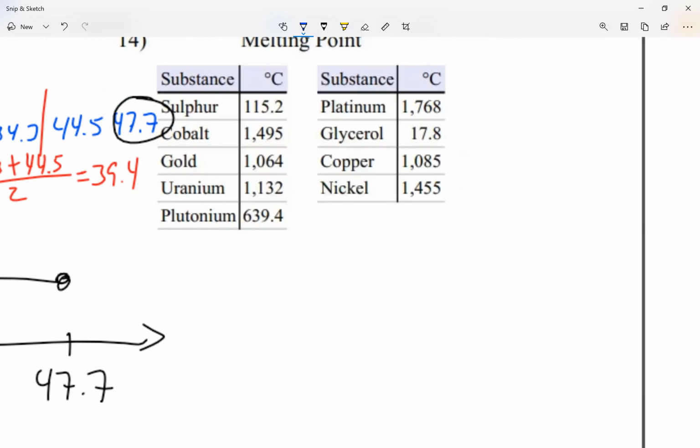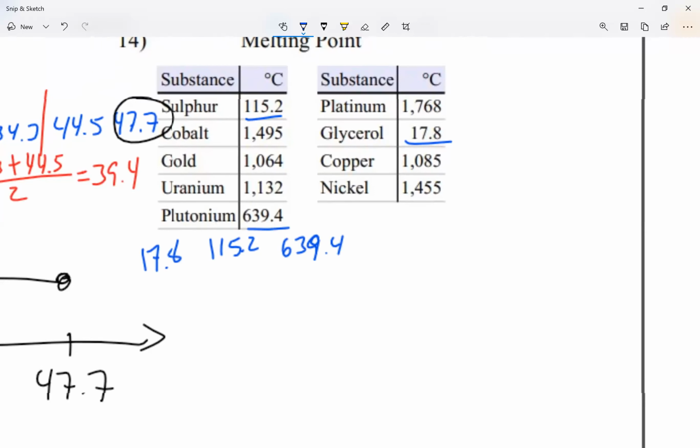Let me start by getting my numbers from small to large. They're big numbers in this case. So what's the smallest number? I see 115. Oh no, 17.8. Again, I'm going to put them in order from small to large. Then 115.2. Then 639.4. This is the melting point in Celsius. Well, definitely makes sense that they're big numbers. Now they're all in the thousands.